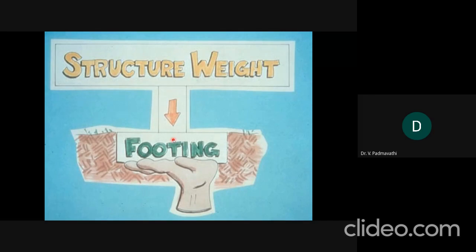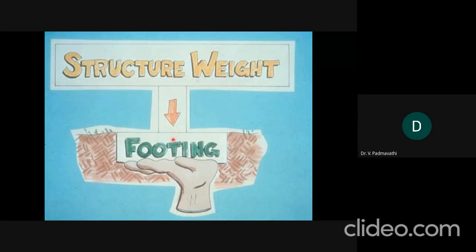Superstructure to subsoil. Whatever footing is there, that footing is known as substructure. Below the ground level, whatever structure is there, that is substructure. Below the foundation or below the substructure, whatever component is there, that is nothing but subsoil. And above the ground level, which is visible, is known as superstructure.